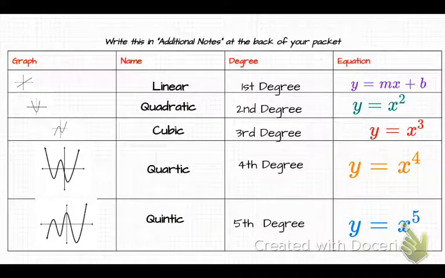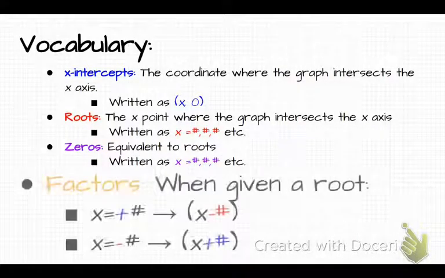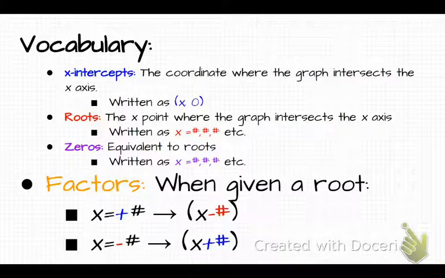Okay, we have 2 more vocabulary words to fill in. What is the first one? Factors. Do we remember what factors are? Yes, when we factor our polynomial, it's like x minus 3 times x plus 3 times x plus 4 or something like that, right? So our factors are written this way. When we're given a root, the factor is going to be the opposite sign. So if I have a root of x equals 3, what would the corresponding factor be?